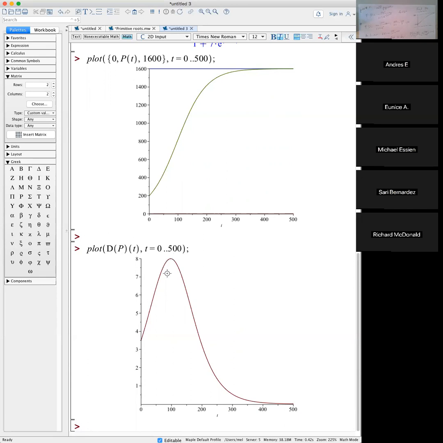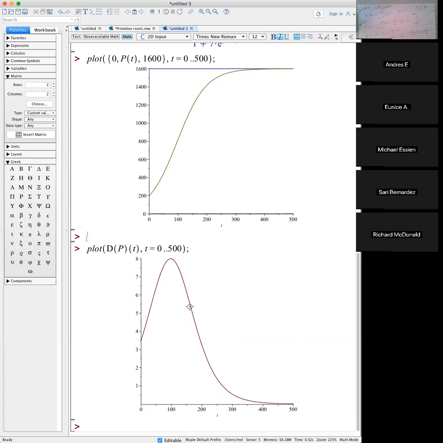It hits a maximum rate of growth after about 10 or 20 days. And then the growth decreases, but it's always positive. It's always increasing, but it's increasing more and more slowly. So this is what my population curve looks like. And this is the rate of increase of the population. It's very, very interesting.